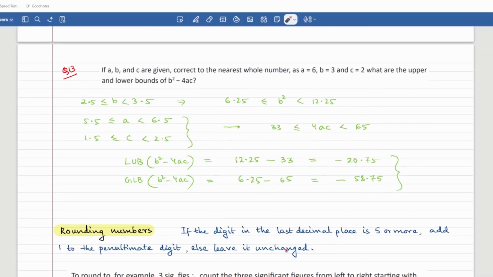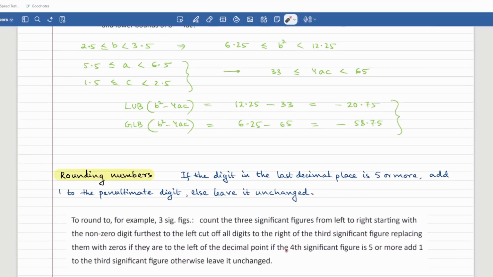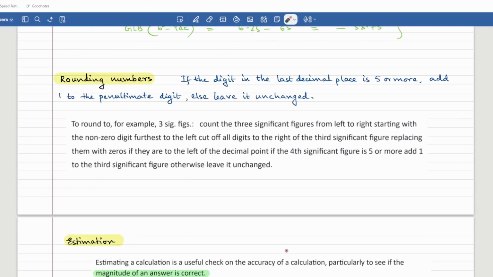Now we will look into the rule for rounding numbers. The rule is quite simple. If the digit in the last decimal place is 5 or more, add 1 to the penultimate digit, else keep it the same. This is the rule that you will follow for ESAT and TMUA. To round off using significant figures, count the digits from left to right. Start with the non-zero digit furthest to the left and cut off all digits to the right of the required significant figure. Replace them with zeros if they are to the left of the decimal point.